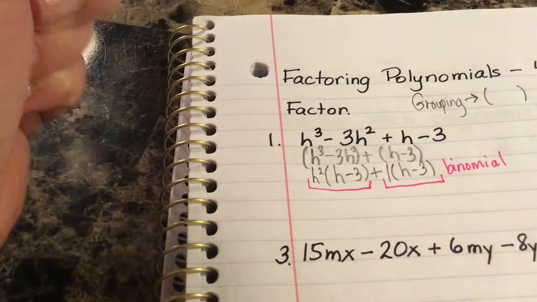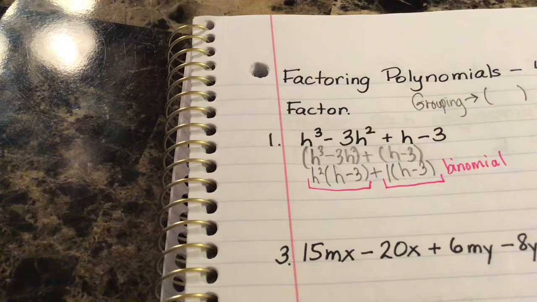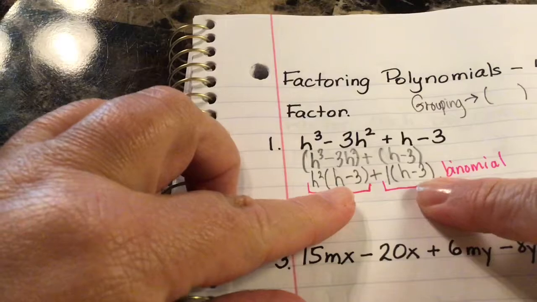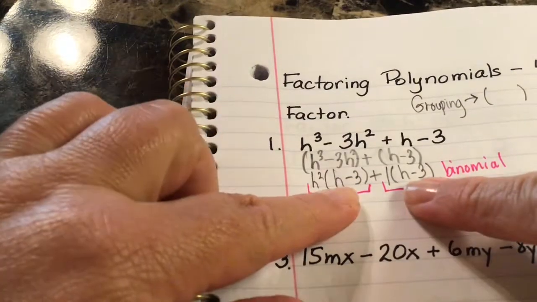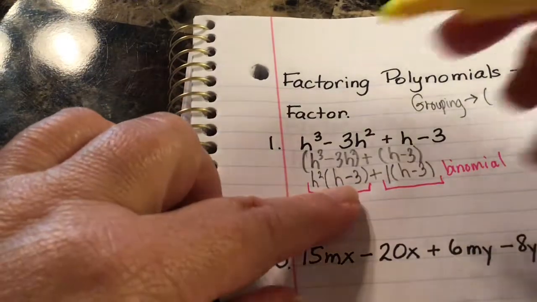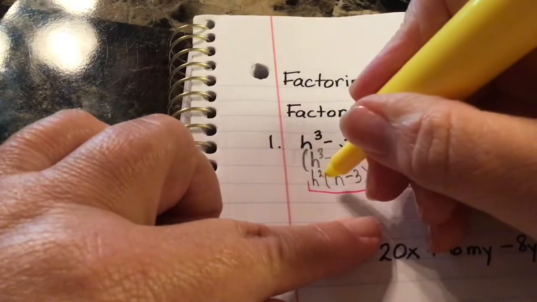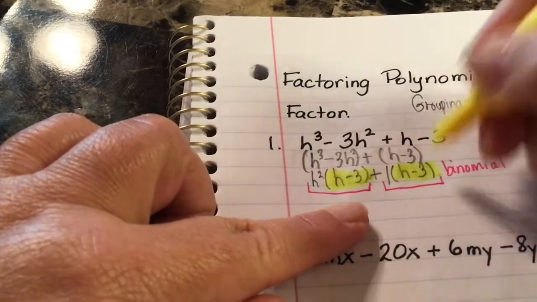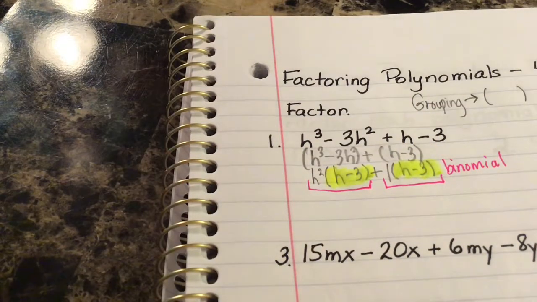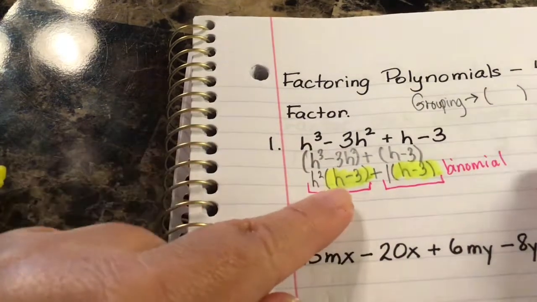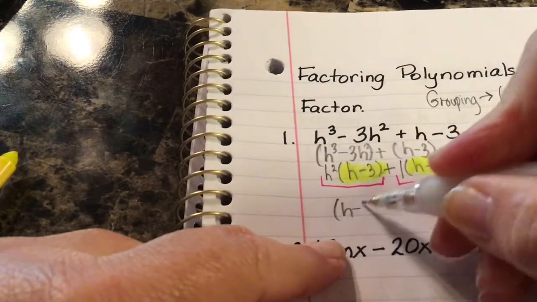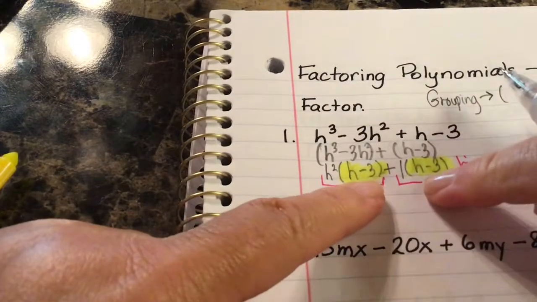Okay, so when I look at that binomial, does that binomial have a common factor? Does this term and this term have anything in common? And yes, they do. Both of them have h minus 3. Okay, so when I factor for the final time, I'm going to take out the greatest common factor from each term. The greatest common factor is h minus 3. Both of them have h minus 3.